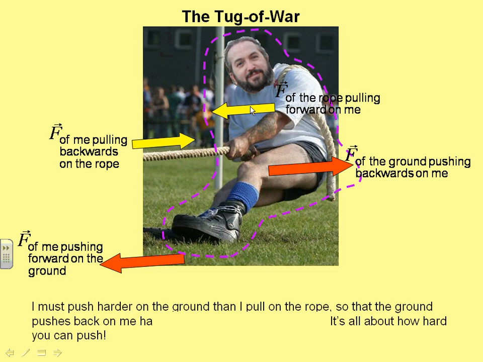How's that going to happen? I have to push harder on the ground than I pull on the rope. If I can push harder on the ground than I pull on the rope, the ground will push backwards on me harder than the rope pulls forward. There'll be a net backwards force, and I'll accelerate backwards. So it's all about how hard I can push on the ground.